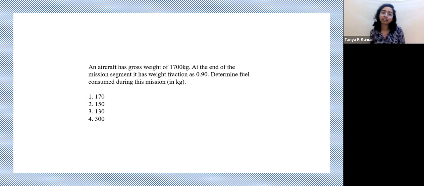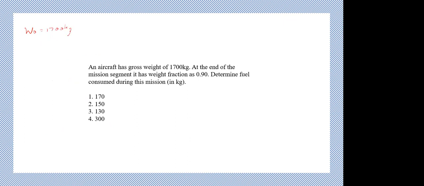Along similar lines is this question. Look into it. An aircraft has a gross weight of 1,700 kgs. At the end of the mission segment, it has a weight fraction, not fuel fraction, weight fraction of 0.9. Determine fuel consumed during this mission. Along similar lines, so initial weight is 1,700 kg.